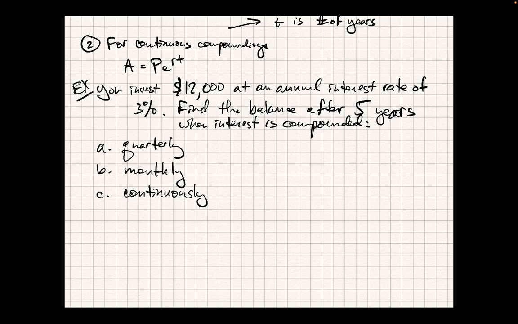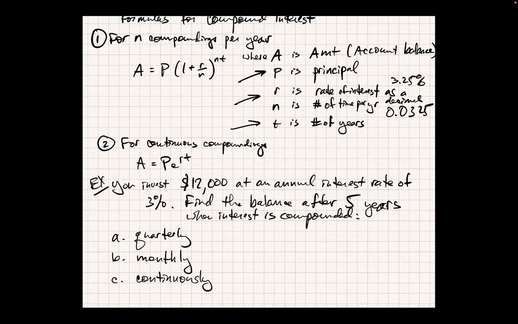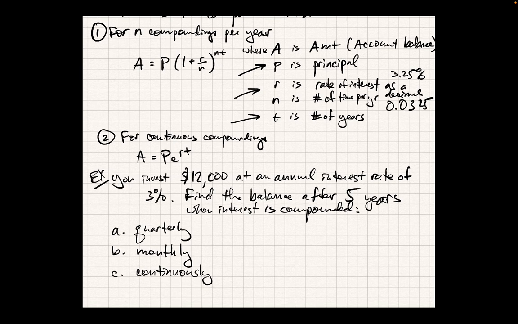Formula: A equals P-E-R-T. Okay, so do you want to do A first? Quarterly? Okay, so let me scroll back and show you what the actual formulas are. So your first question is, which formula do I use? Before you start calculating your account balance, you need to double check which formula you should be using. So if we're going to do problem A together, which one do I want?